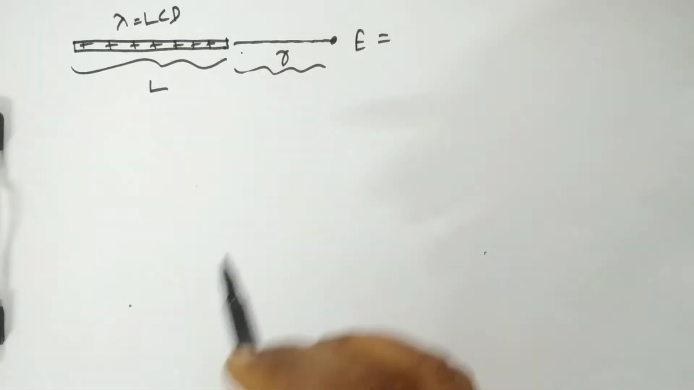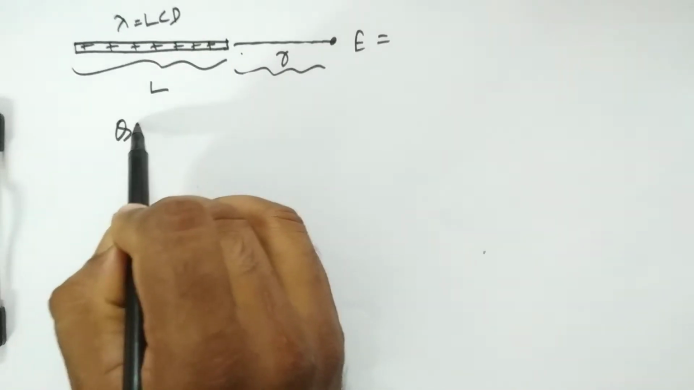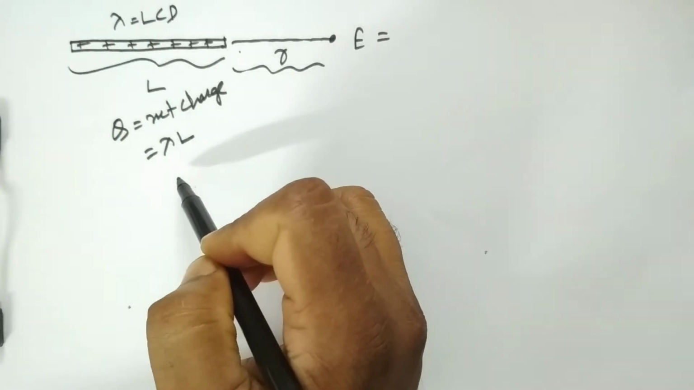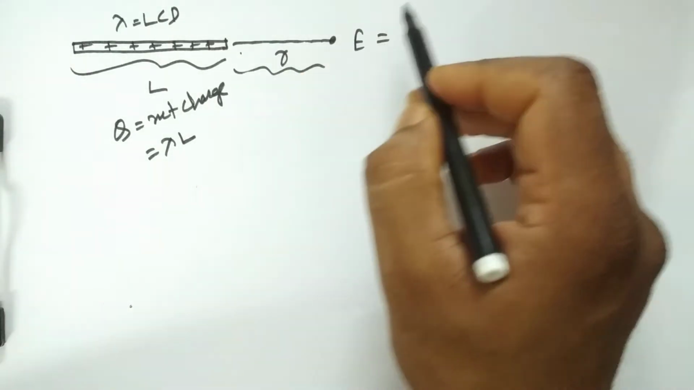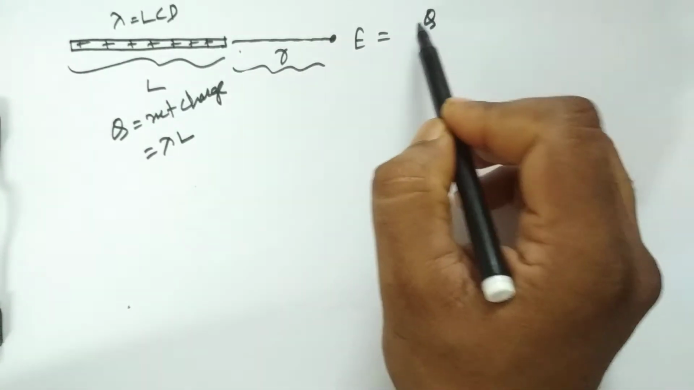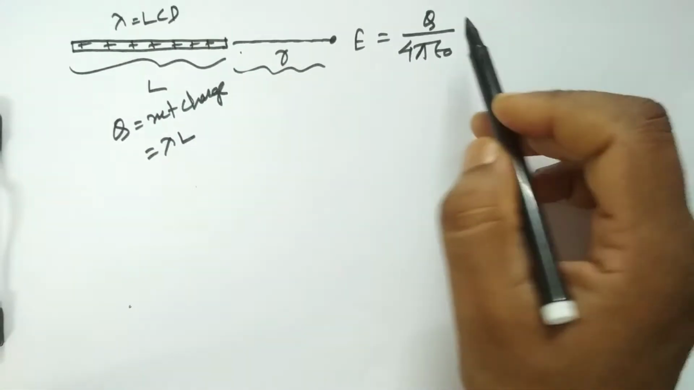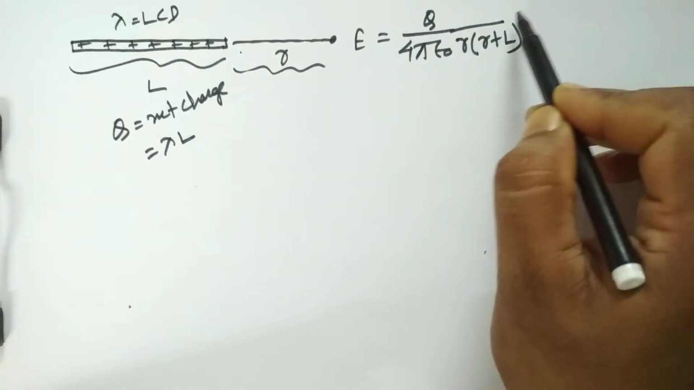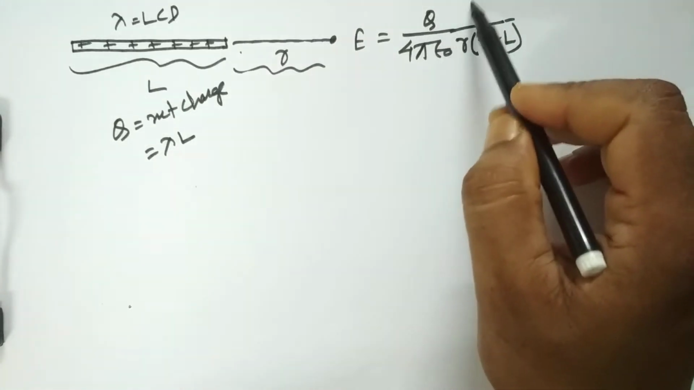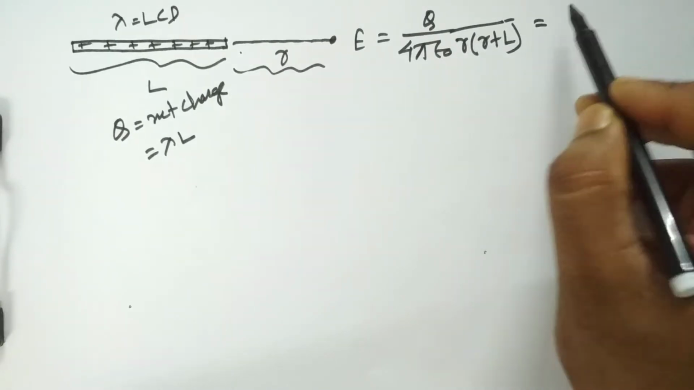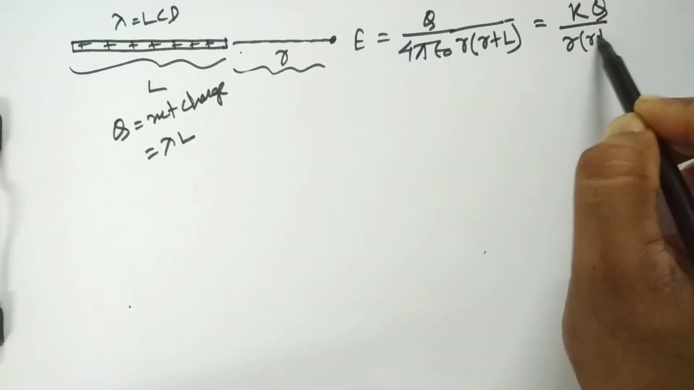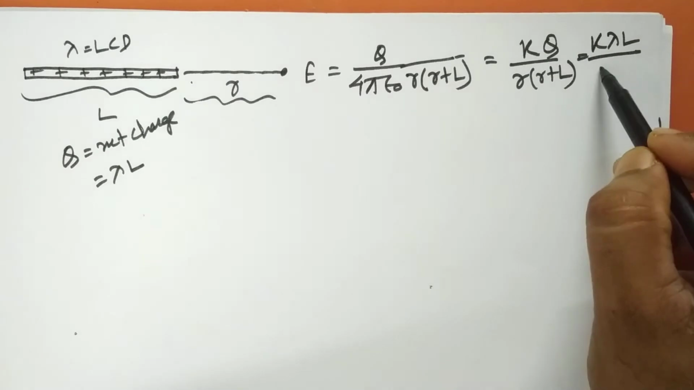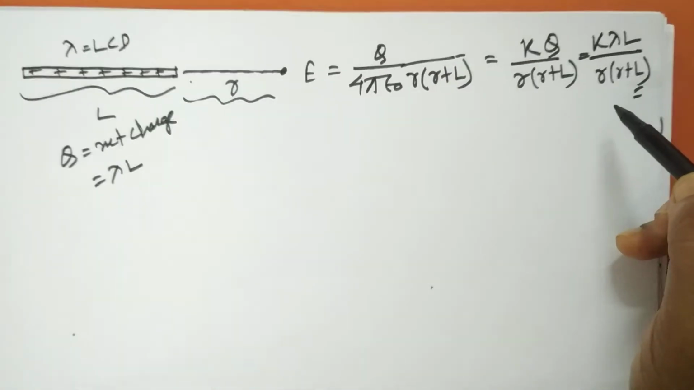the electric field at this particular point, you can use lambda or you can use Q. Q is the net charge here, which is nothing but lambda into L. We can replace it like this. So the electric field at this point is Q divided by 4 pi epsilon naught, times R into R plus L. Or you can replace Q by lambda L. You can write it as kQ divided by R into R plus L, or k lambda L divided by R into R plus L. Like this you can say at one end.